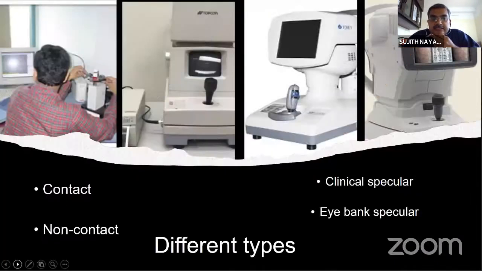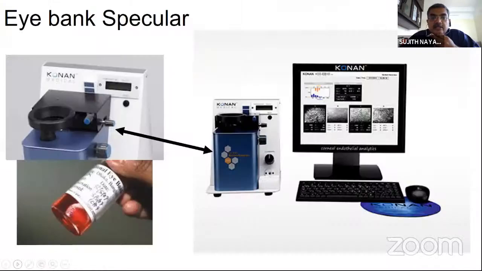Next slide, sir. So there are different models available. No financial interest: Topcon, Tomey, Nidek, Konan. These are the major companies that produce the specular microscopes available in the market. There are contact methods as well as non-contact methods, and the non-contact or non-invasive methods are the more common ones that we use clinically.